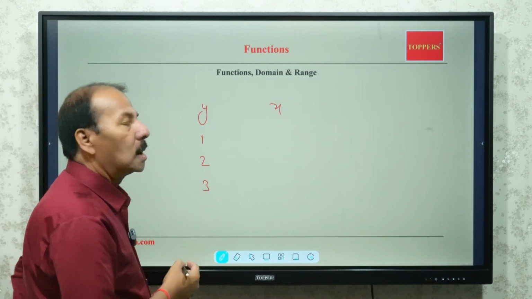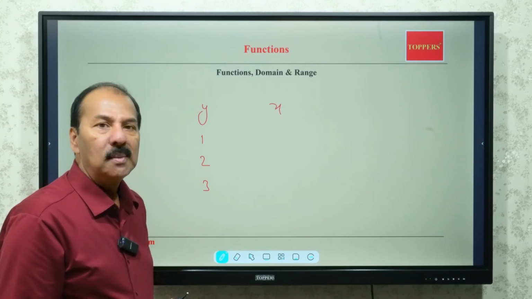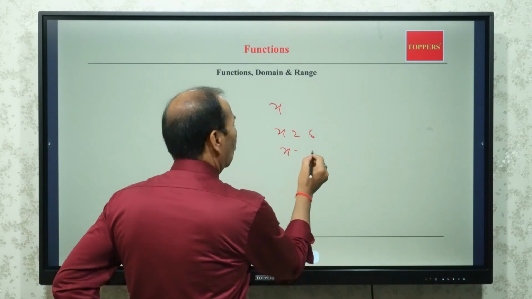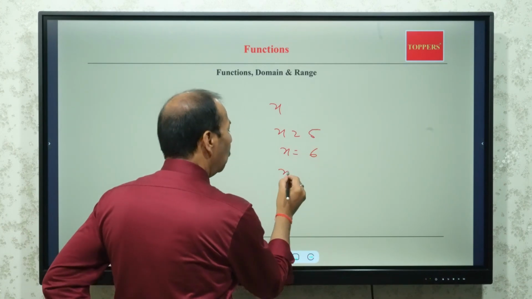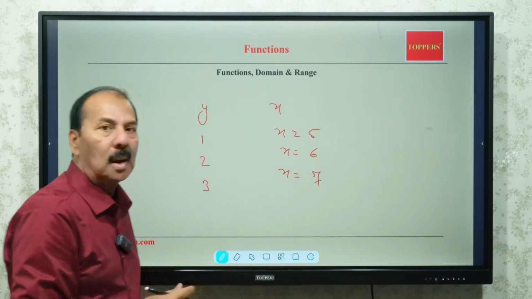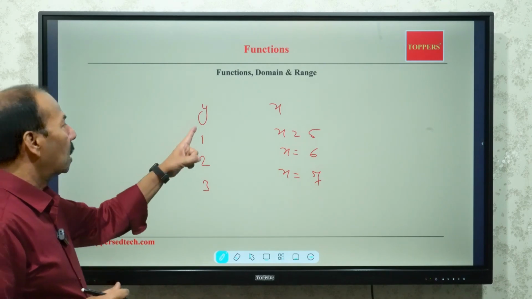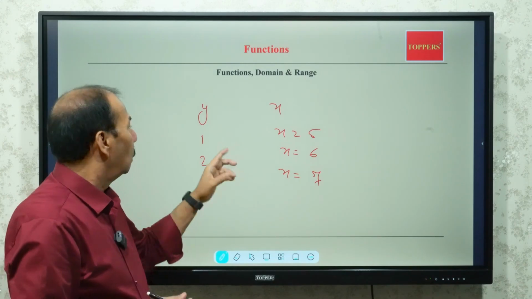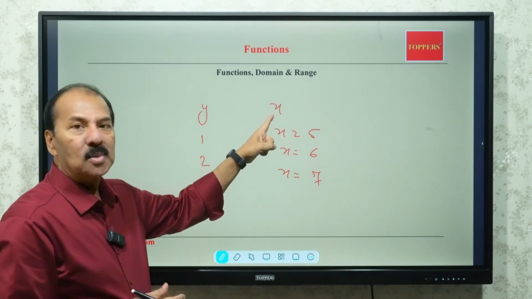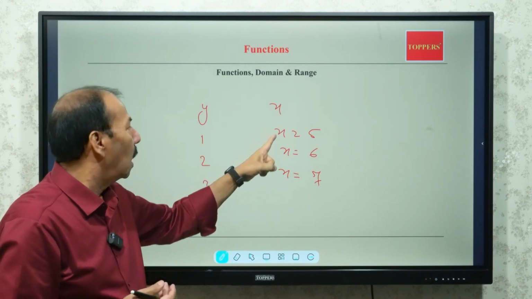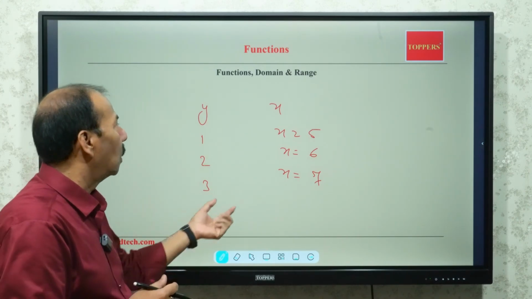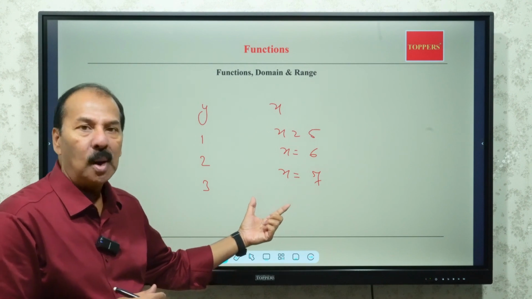And similarly, you can take x is equal to any value that depends on your choice. We can consider x is equal to 5, we can take x equal to 6, we can take x equal to 7, and so on. Here we have taken y is equal to 1. It is not necessary that we should take x equal to 1. We have taken y is equal to 2. It is again not mandatory that we have to take x equal to 2, and so on. We are free to take any value of y and we are free to take any value of x.